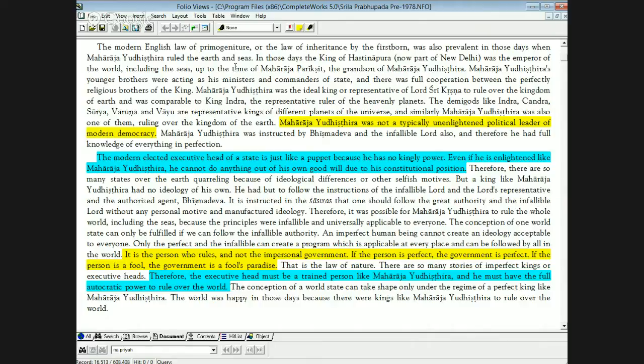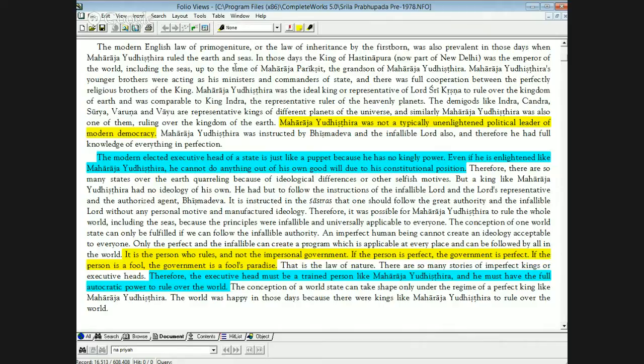It is instructed in the Shastra that one should follow the great authority and the infallible Lord without any personal motive and manufactured ideology. Therefore, it was possible for Maharaj Yudhishthira to rule the whole world, including the seas, because the principles were infallible and universally applicable to everyone. The conception of one world state can only be fulfilled if we can follow the infallible authority.